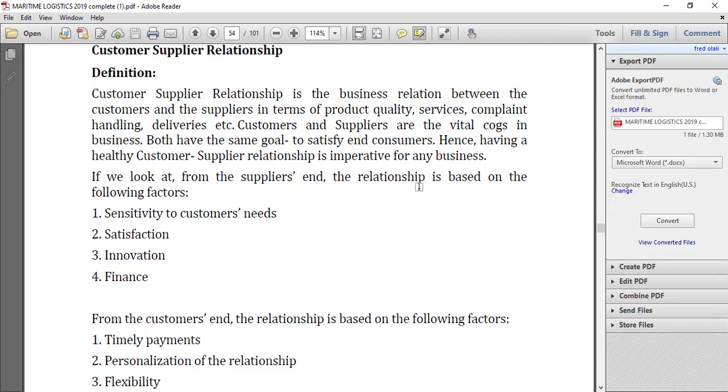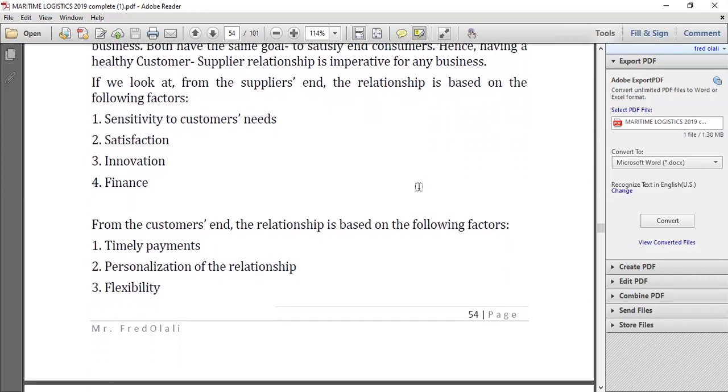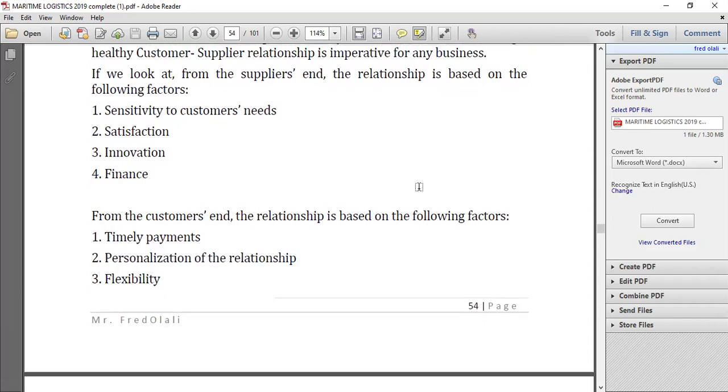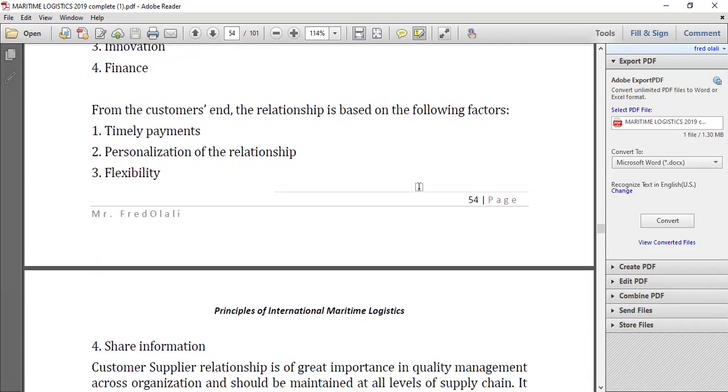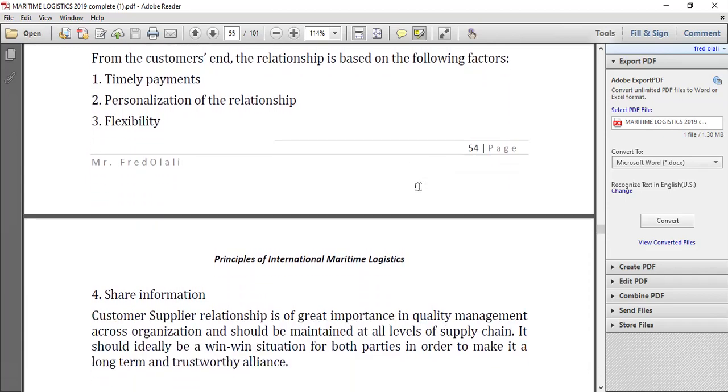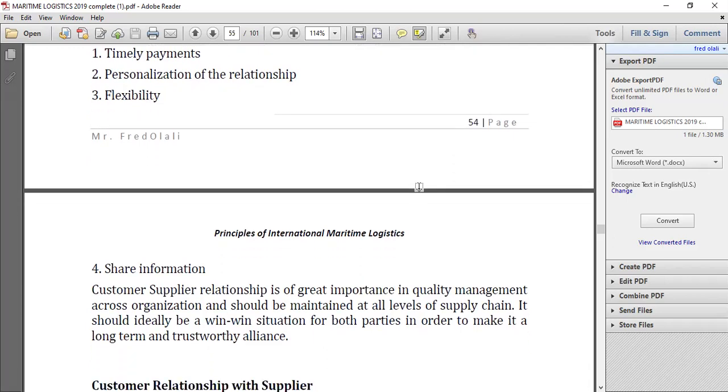Then from the customer's end, if we turn the tables, the relationship is based on the following factors. One, timely payment. As a customer, not to make the supplier suffer, you need to pay them in time. Then personalization of the relationship. The customer needs to make a very good relationship with the supplier, so that even if you don't have money, the supplier can still give you the product on that basis. Then you pay later.